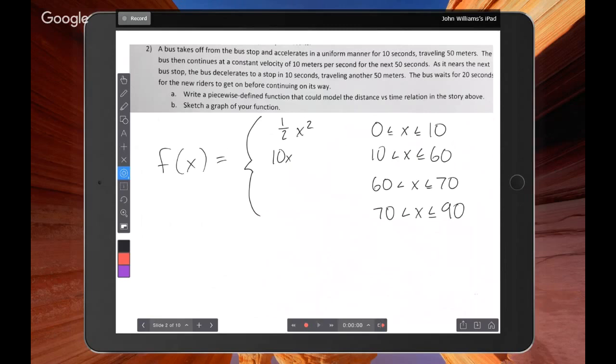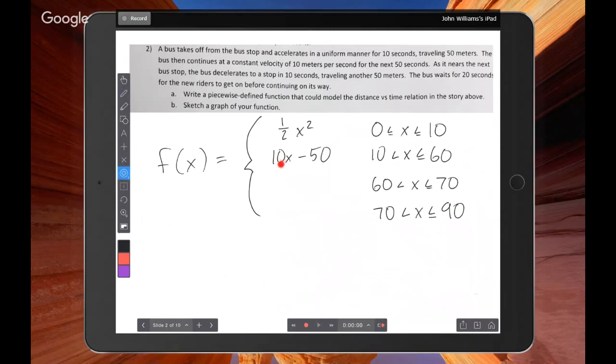Where was I? I was here. Oh, I plugged in 10. 10 times 10 is 100. And I want to get out 50. So I don't like that I have 100 and I want to get 50. I want to get this value to come down to 50. So I'm going to say minus 50.